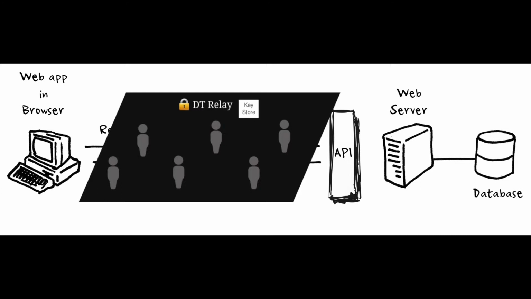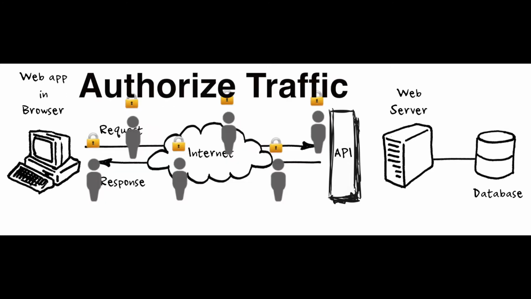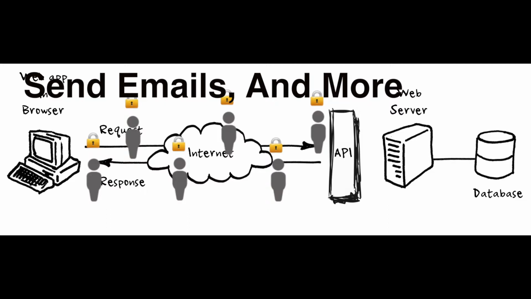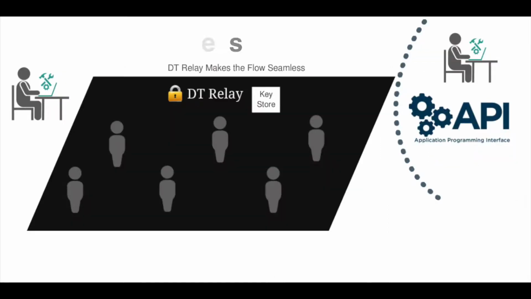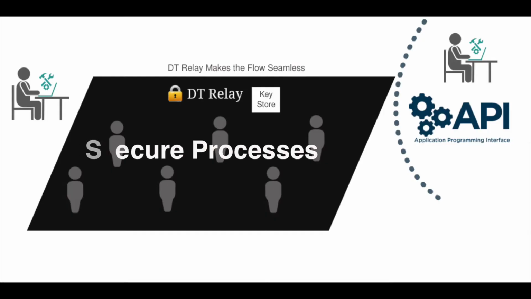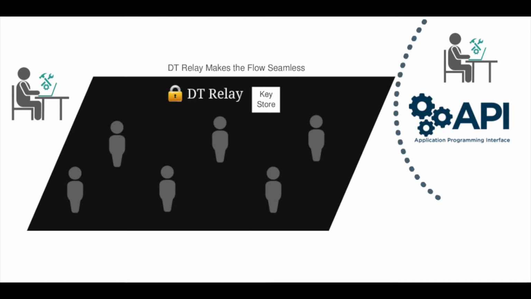Delegates can act as a facilitator, allowing all communication to be monitored. They can authorize traffic coming in and out of DTRelay. And delegates can do important things such as send emails, work with other APIs, and do so much more. Developers can now create their own DTRelay delegates that act independently of the API. Delegates allow a place for developers that need to create secure processes to do so, while still allowing other developers to do work on the API independently of those processes.